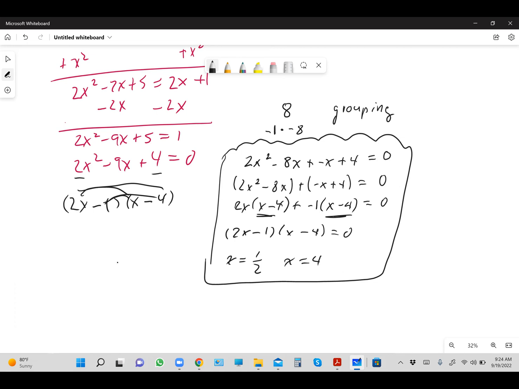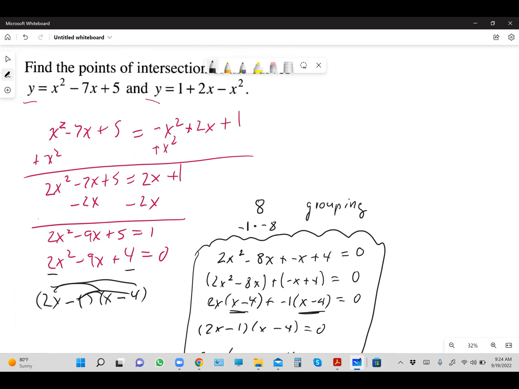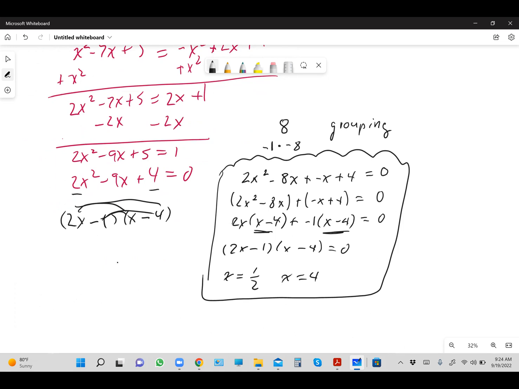All right, so we found both values. You can check it, make sure you got it right, but the way you check it is you substitute half into each one of them and they got to get the same y.